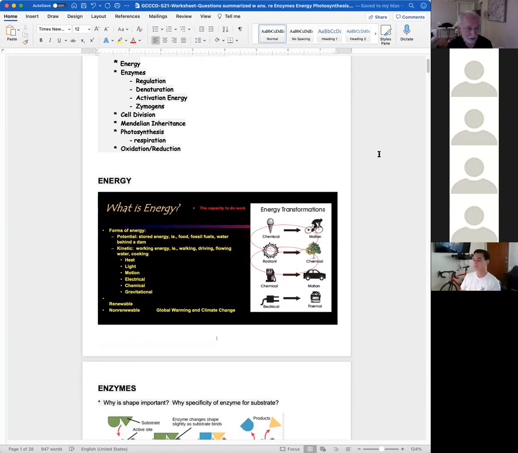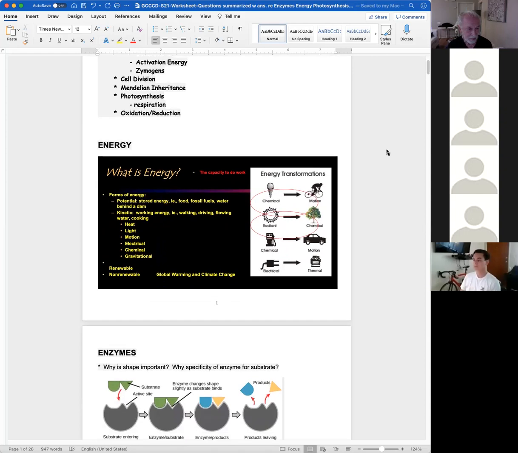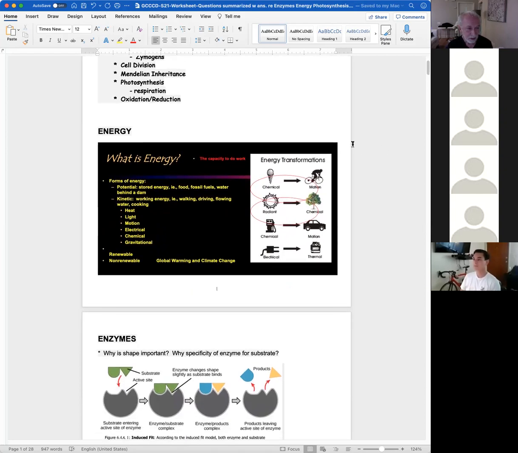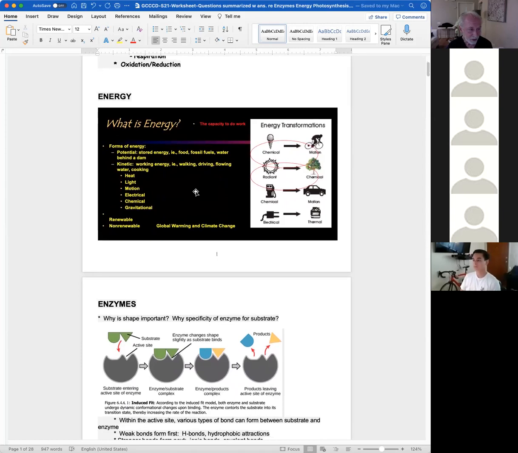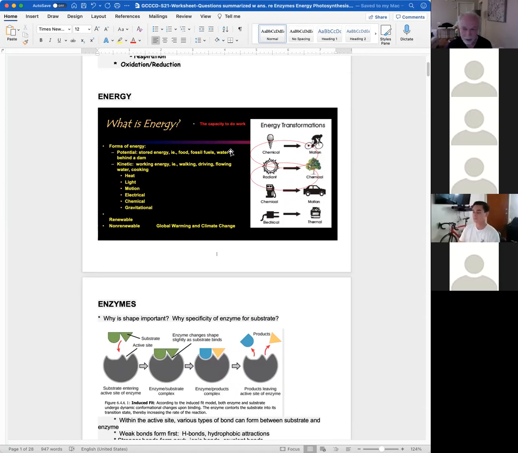So there were a couple of questions about energy, the basics of it. What is energy? It's the capacity to do work. There are various forms of energy, potential and kinetic. Potential energy is stored. For example, in the food we eat, the energy in food is potential. Once we digest it, it becomes kinetic. Fossil fuels, water behind a dam, these are all sources of potential energy.